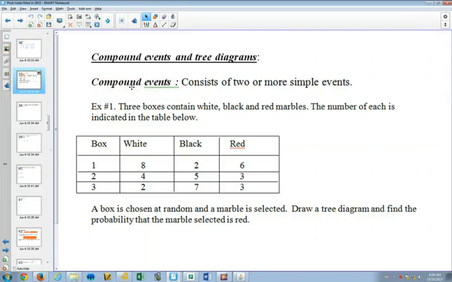So we got compound events. Two or more simple events, often happening after each other. One thing happens first, then another thing happens.